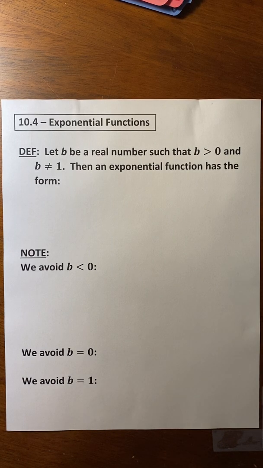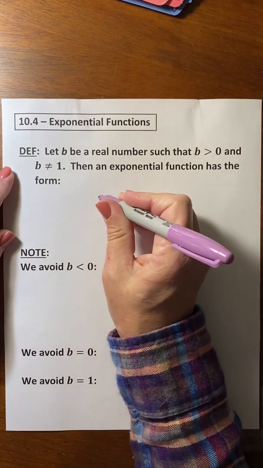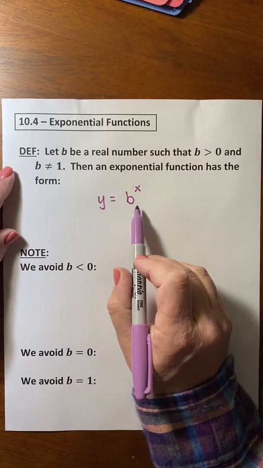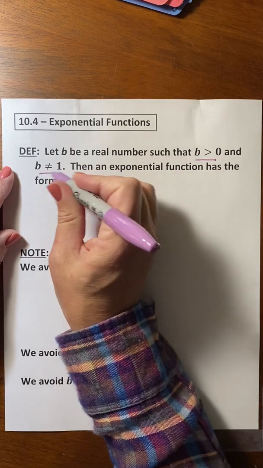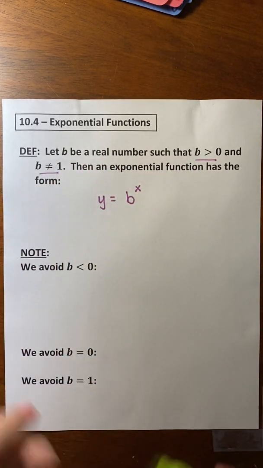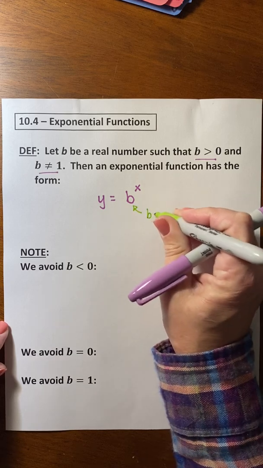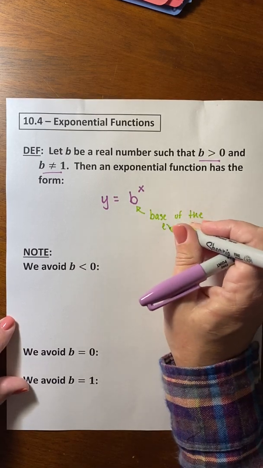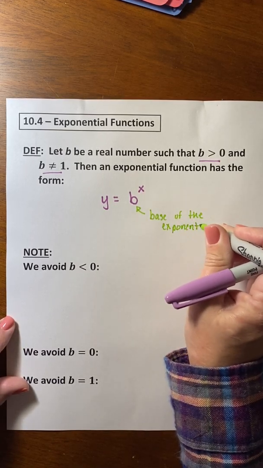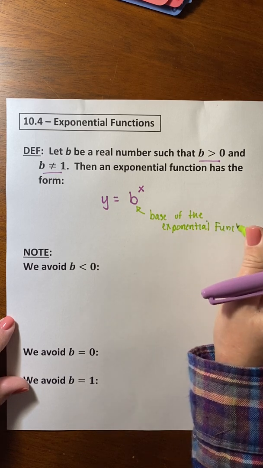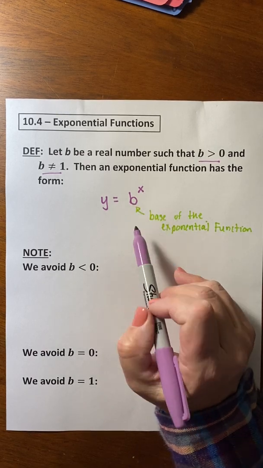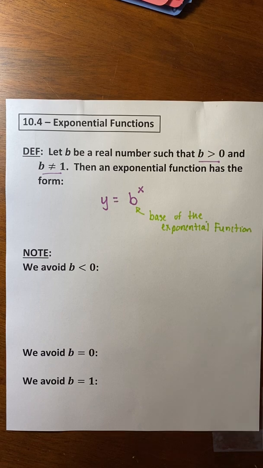An exponential function is any function of the form y equals b to the x power, where b is greater than 0, we call that the base, and b is not equal to 1. This is called the base of the exponential function. So now our inputs are going to be the powers of this base, and the output is that base to the given power. Why do we avoid b less than 0?